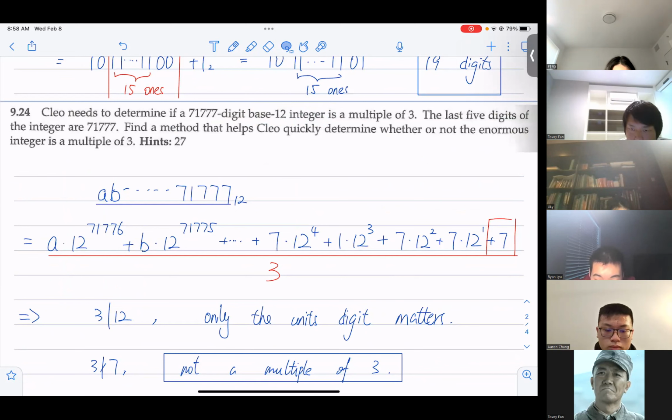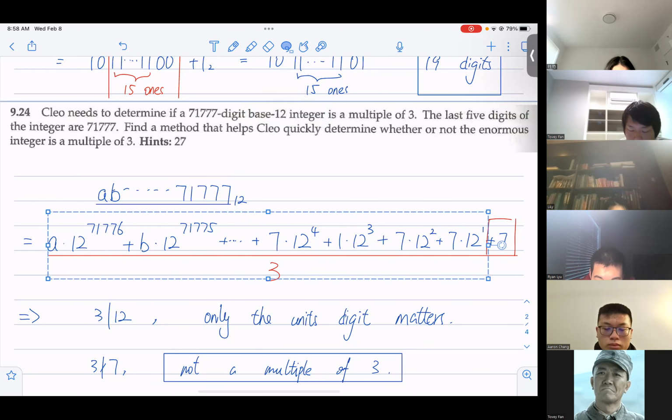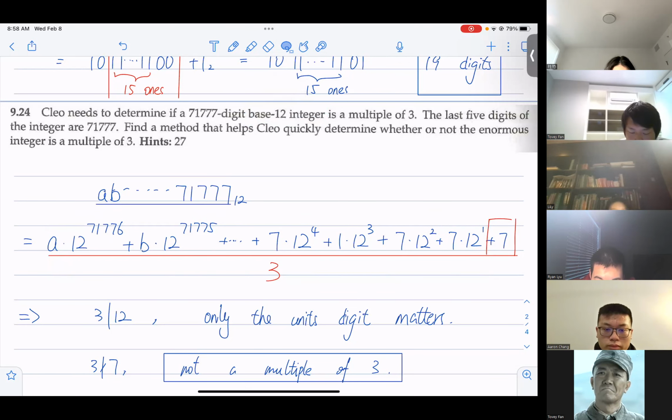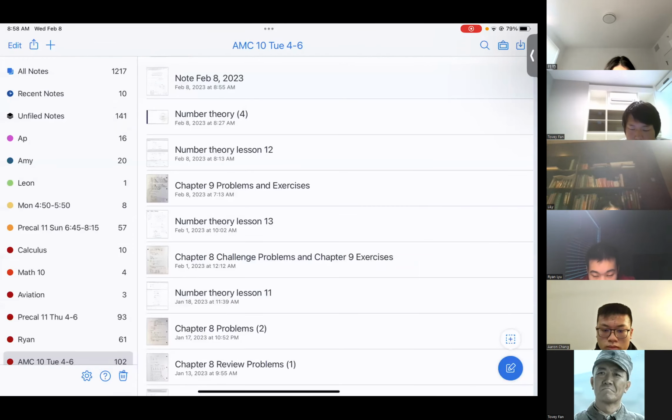Why? Because if you have base 12, then everything has a factor of 12, right? And if you divide by 11, then 12 divided by 11, the remainder is 1. Everything has a remainder of 1 and so on. But anyway, it doesn't matter.